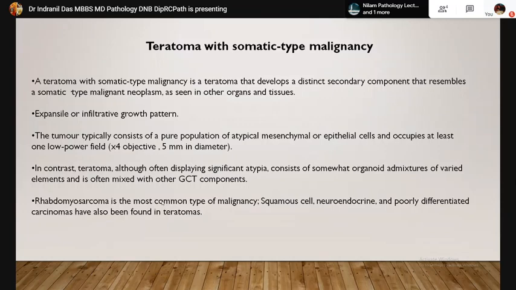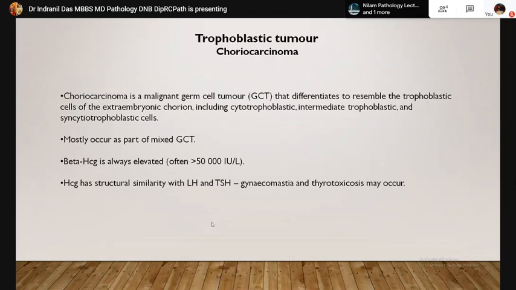but the teratoma showing atypia in cell component will be of some organoid admixture of various elements, but the somatic malignancy arising from teratoma will show a pure population of atypical mesenchymal or epithelial cells that occupies at least one low power field. The rhabdomyosarcoma is the most common type of somatic malignancy that arises from teratoma. The squamous cell carcinoma, neuroendocrine carcinoma, or any other poorly differentiated carcinoma may also be found in somatic type malignancy arising from teratoma. Now we will discuss the trophoblastic tumor.